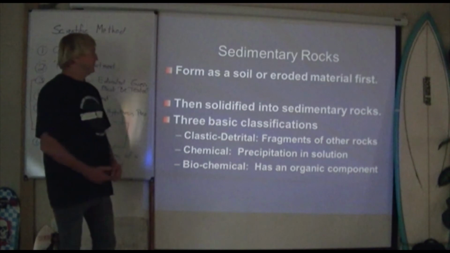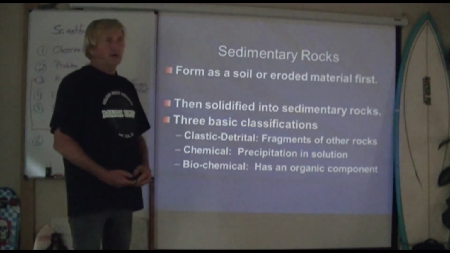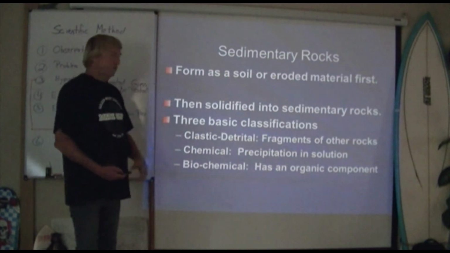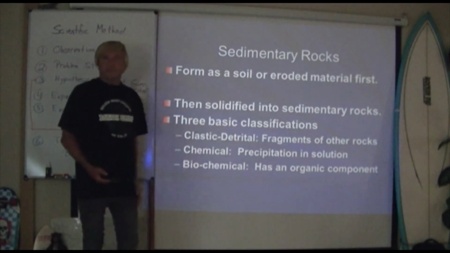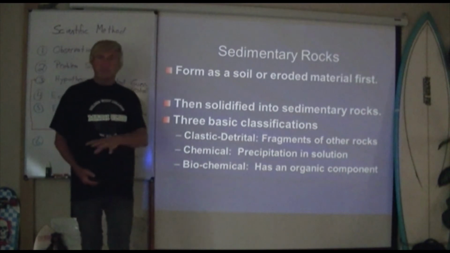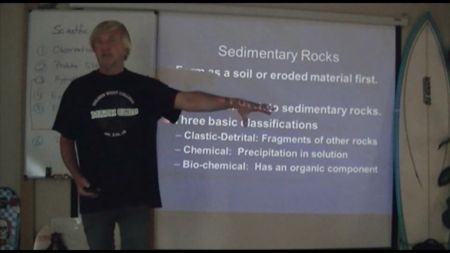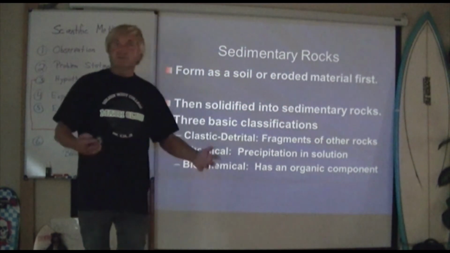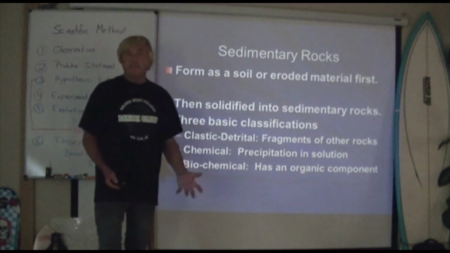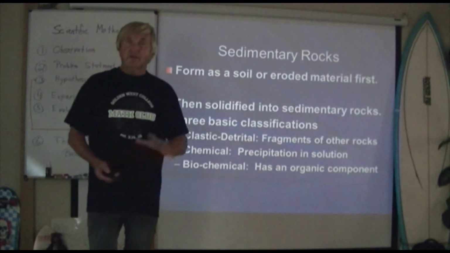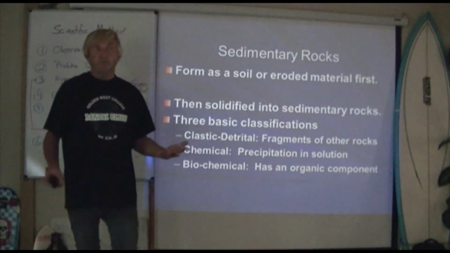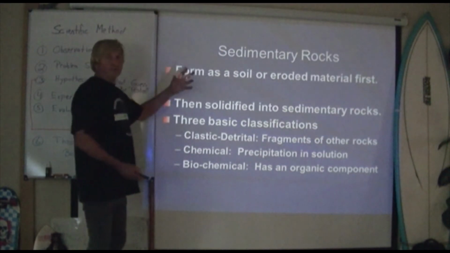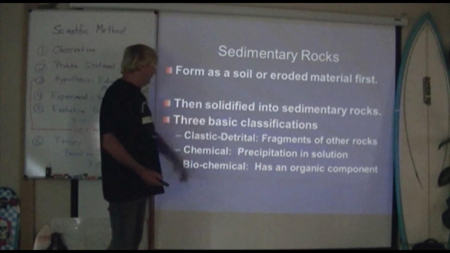So let's get at sedimentary rocks. Sedimentary rocks form as soil or eroded material first. So an igneous rock can break down. The quartz grains, the sand, is going to go off and form a nice little sand dune someplace. That sand dune can lie around the surface for millions of years. It can become buried, compacted, and cemented into a new rock called sandstone. So after sitting as soil or dirt for a while, they then solidify into sedimentary rocks.